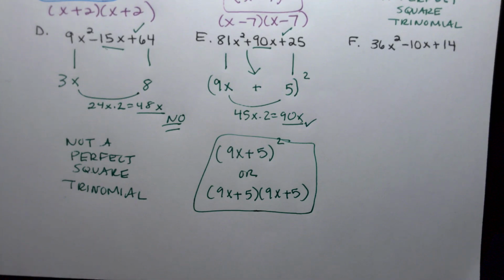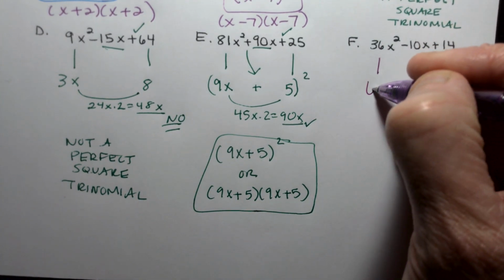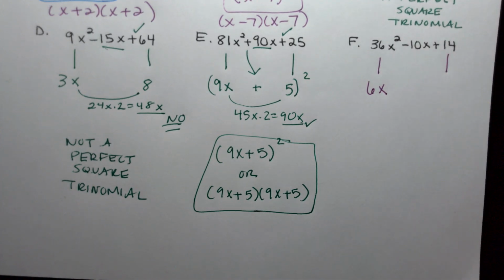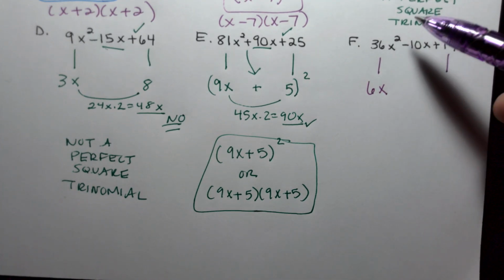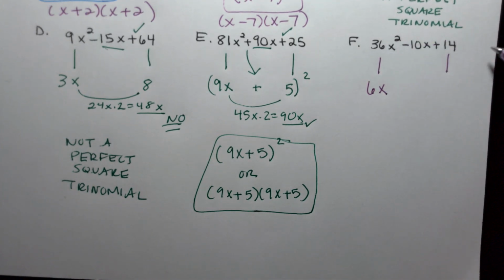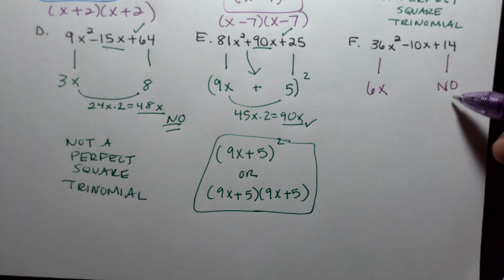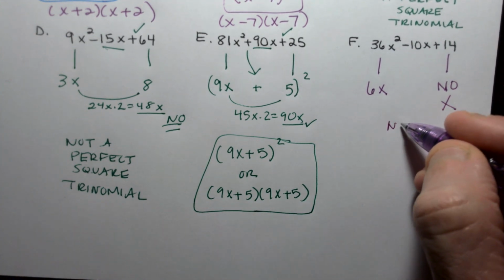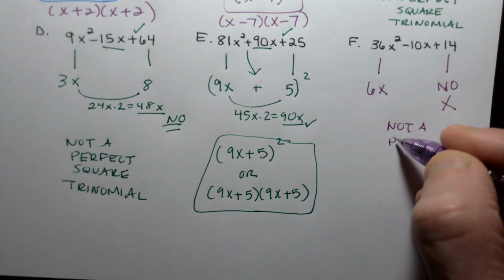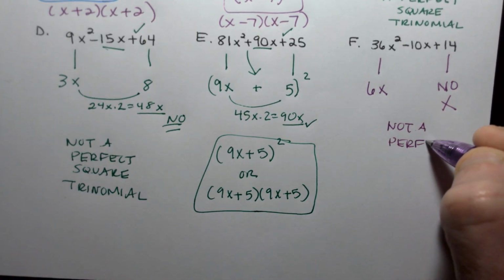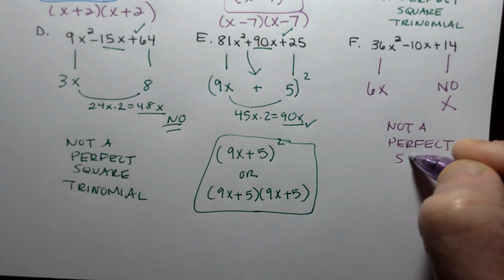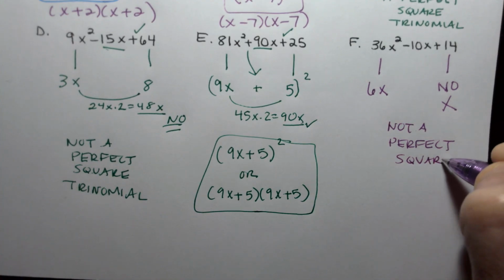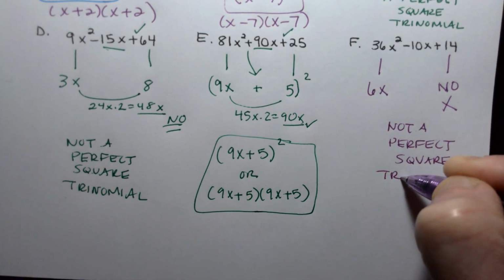One more. Is that a perfect square trinomial? Yep. Is that a perfect square? Not a perfect square trinomial. Is that a perfect square? Yes. 6x. Is that a perfect square? No. Not a perfect square trinomial.